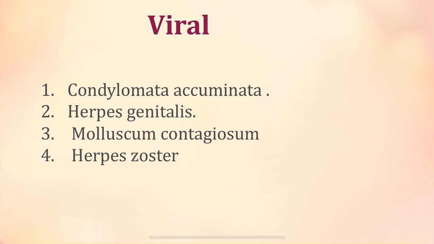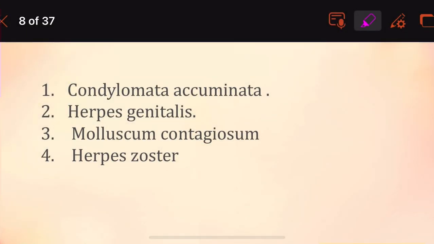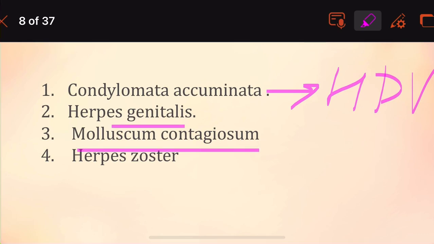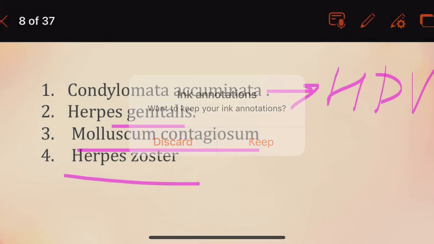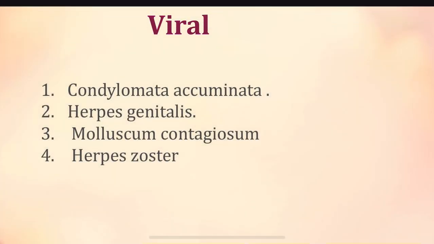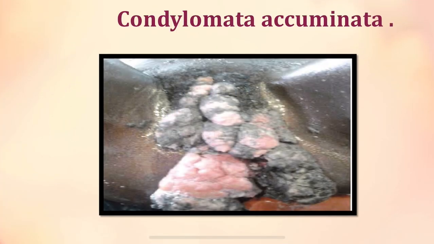So the Condylomata acuminata is caused by the human papilloma virus. Then we have herpes genitalis, molluscum contagiosum, and herpes zoster. So in the picture I'll explain to you. You can see this Condylomata acuminata, the lesions which are caused by the HPV virus. It is specifically virus type 6 and 11.